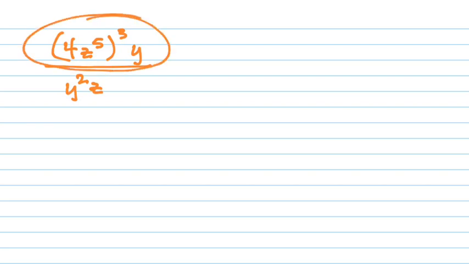I'm okay with that. So 4z to the 5th. Oh, you're going to love this one, guys. Raised to the 3rd power, then y over y squared z. Now, you can approach this one in a couple of different ways. I would just doggedly follow the order of operations. So, first we'll simplify the top, right? So just take it off to the side and ignore that there even is anything else.